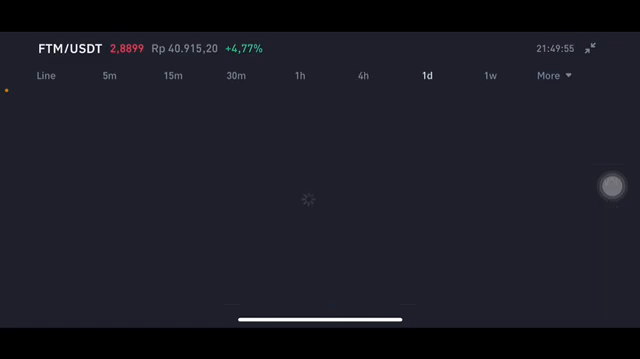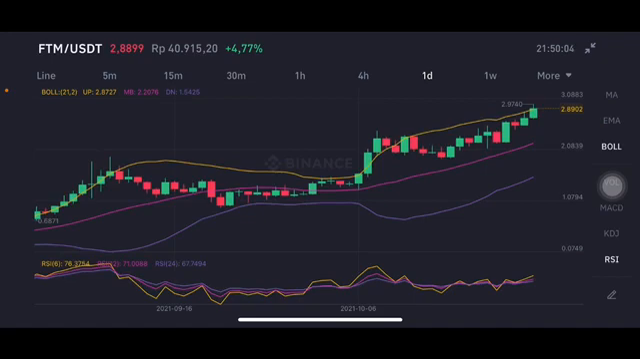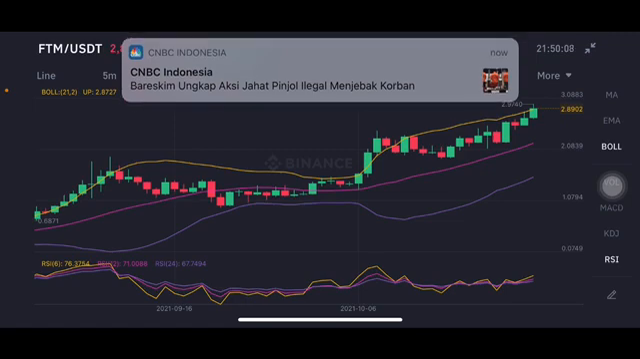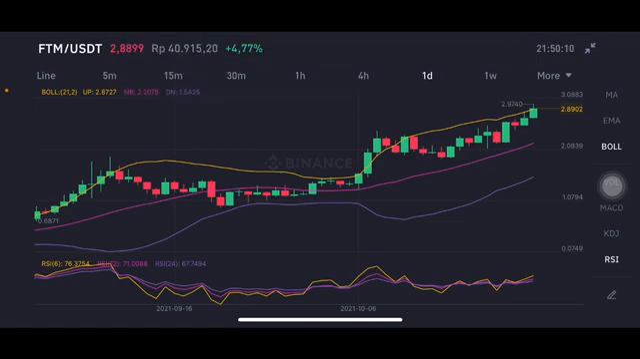And the next move is from the 4-hour chart, we're gonna go to the daily chart. Basically, the daily chart is used for investing, and the 4-hour chart is used for trading. And now it's already hit the upper band, so you have to pay attention to it. If you want to enter, then you can enter below 2.2 or at the middle band here.